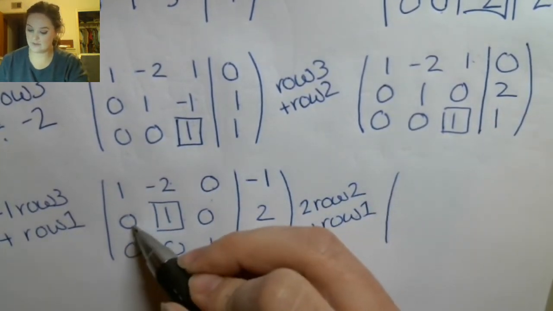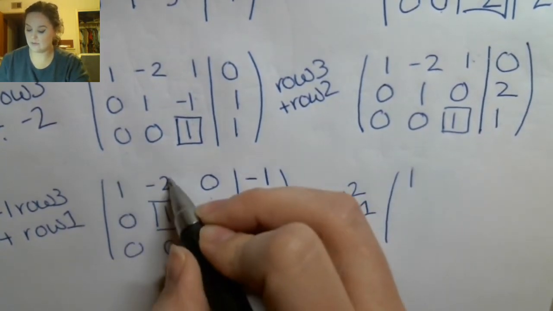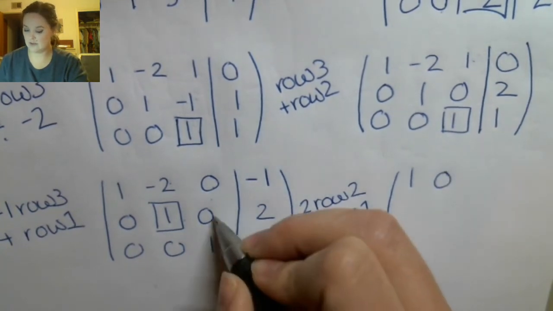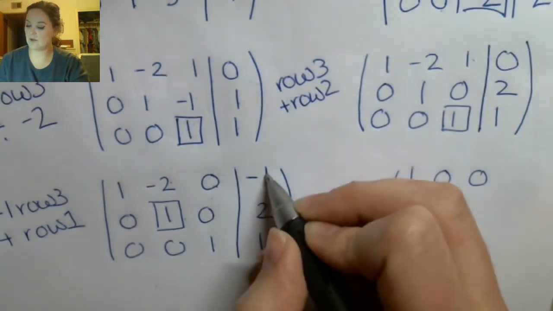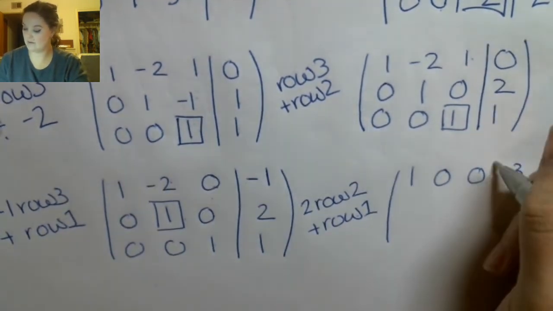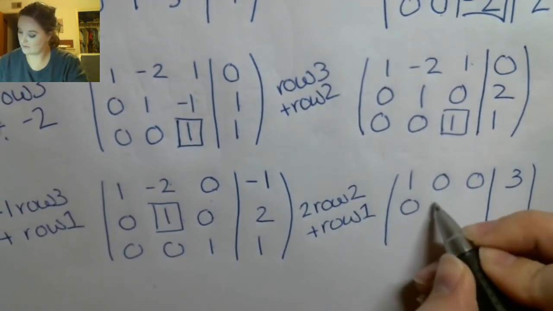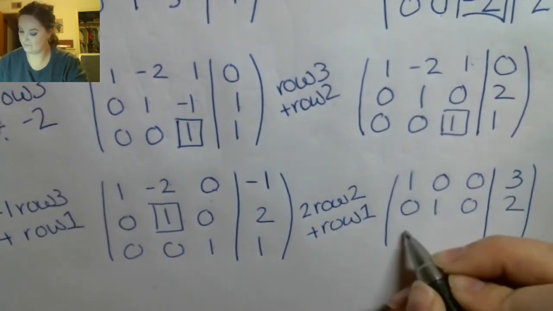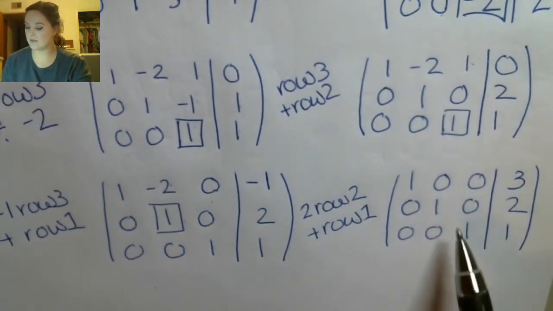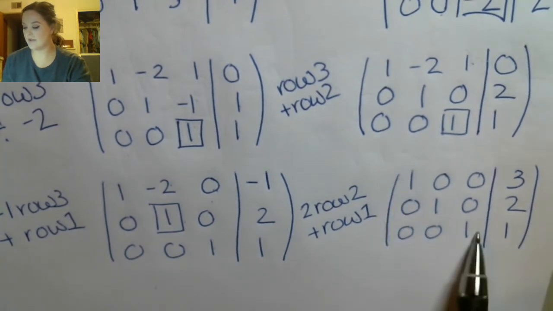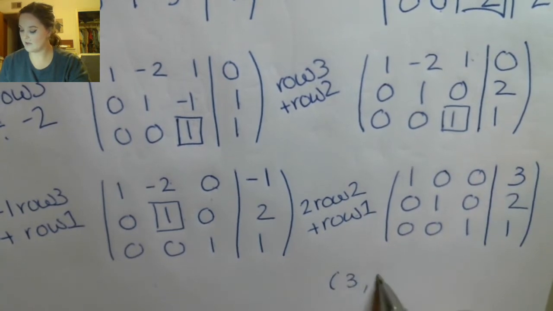Okay, 0 times 2 is 0, plus 1 is 1. 2 times 1 is 2, plus -2 is 0. 2 times 0 is 0, plus 0 is 0. 2 times 2 is 4, plus -1 is 3. Then I'm just going to copy rows 2 and 3. Now you can see the left part has the form that you want, 1 on the diagonal, 0 everywhere else. So here's our solution, 3, 2, 1.